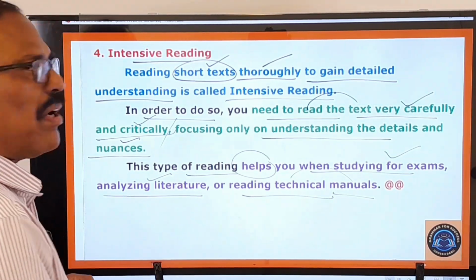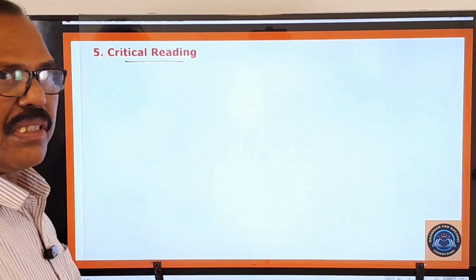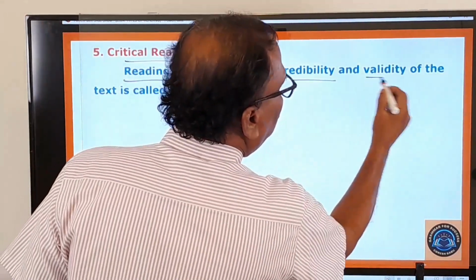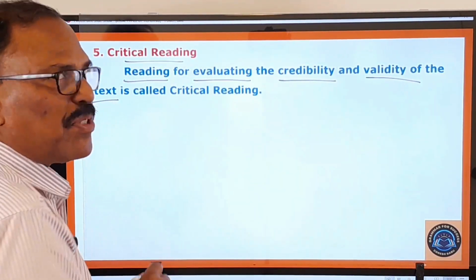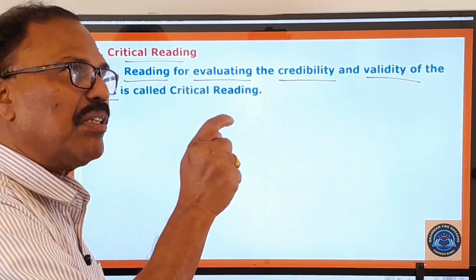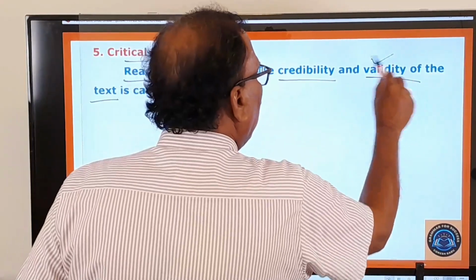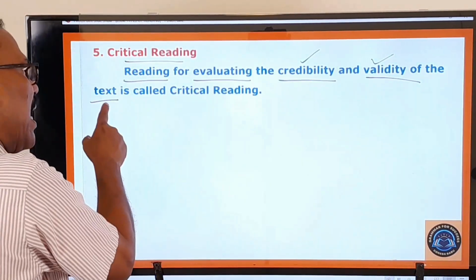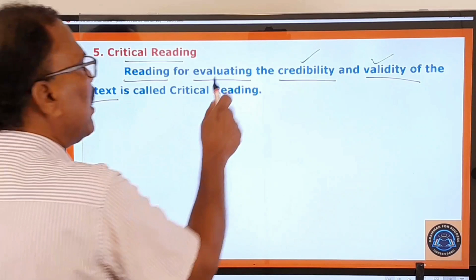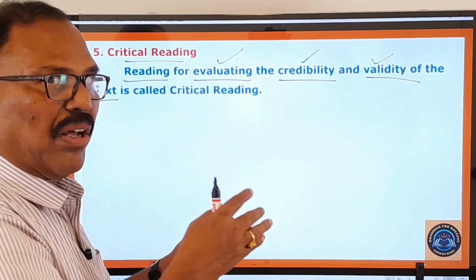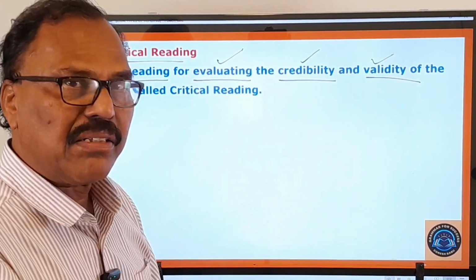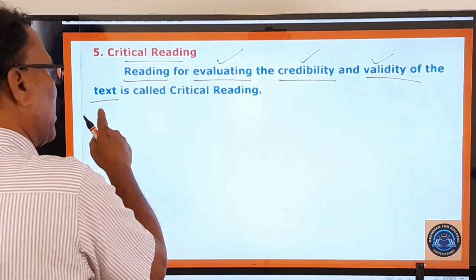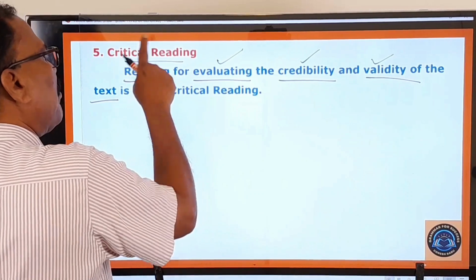Now let's move on to critical reading. What is this critical reading? Let us see that. Reading for evaluating the credibility and validity of the text. So sometimes what happens, you want to find out the validity and the credibility of that text. So at that time, you read for evaluating whether the matter you are reading is credible or valid. So you want to see that. Therefore, for the validity and credibility of the given text, we go for this kind of critical reading.